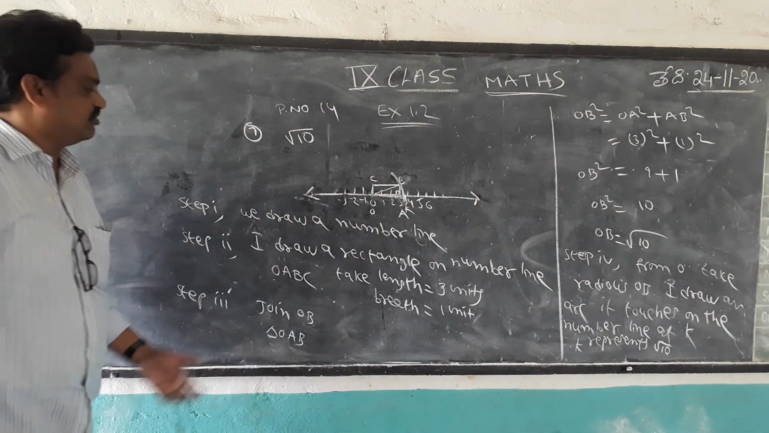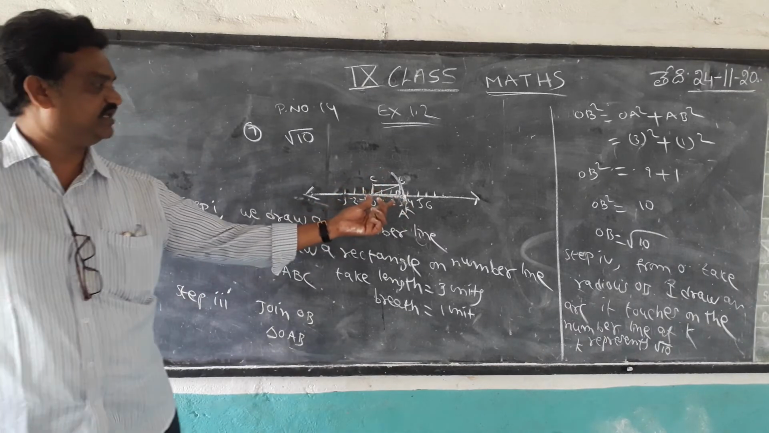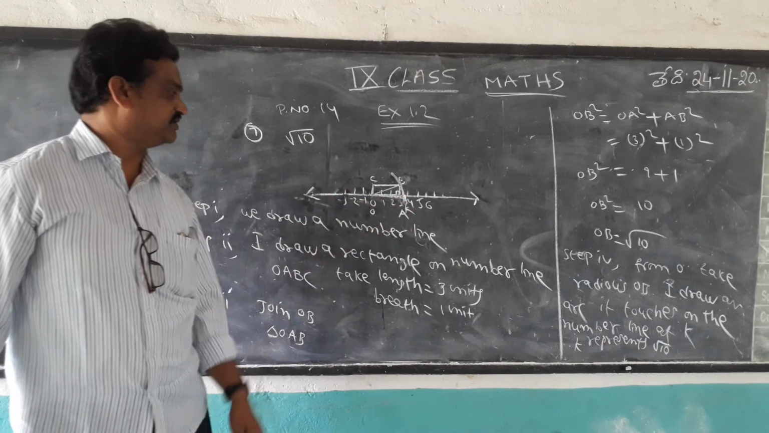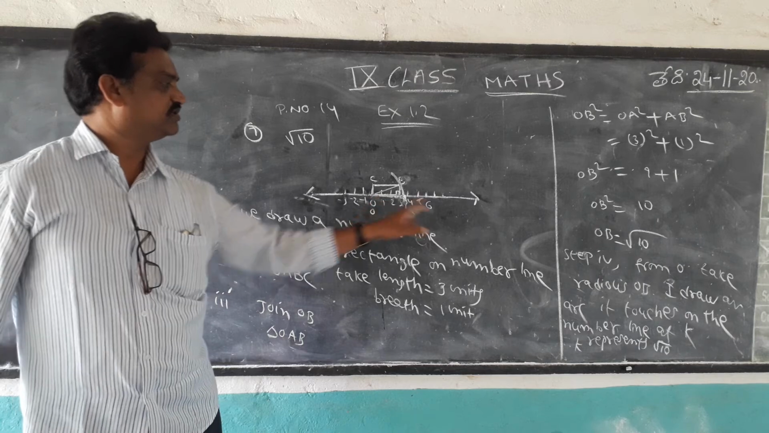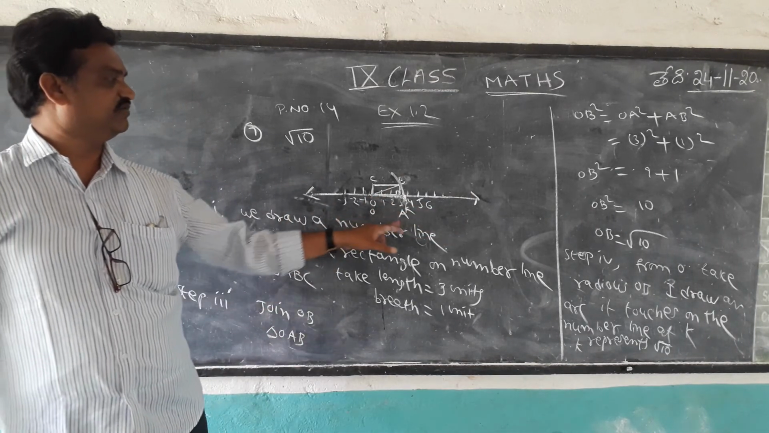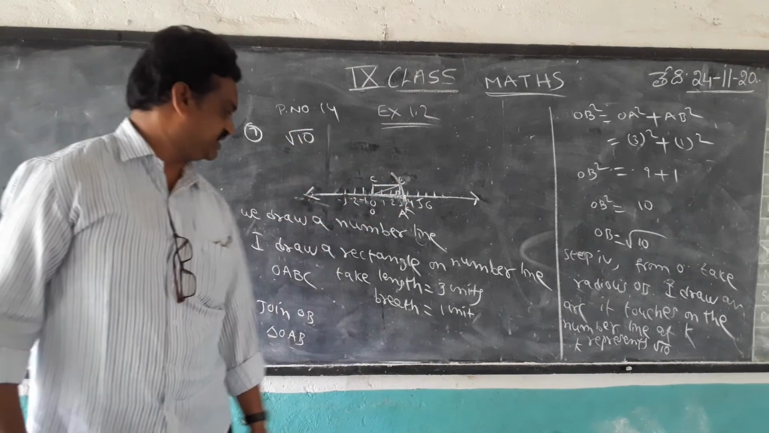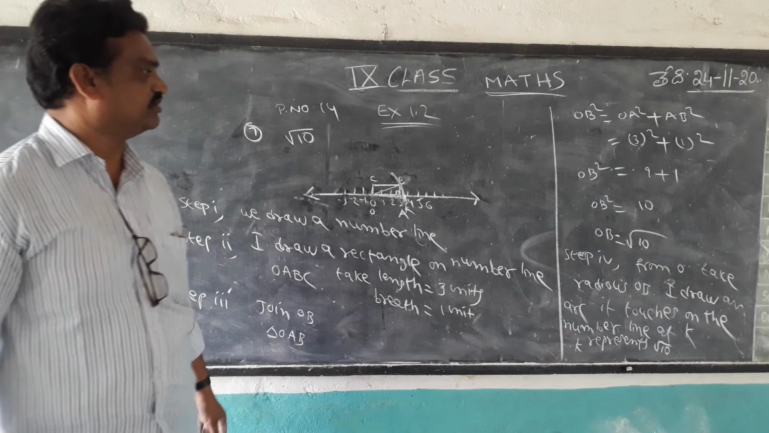Okay, first step: we draw a number line. First you have to take a scale and pencil. We draw a number line, 0 here, right side positive numbers, left side negative numbers. Step 2, I draw a rectangle OABC. Length equal to 3 units, breadth equal to 1 unit.